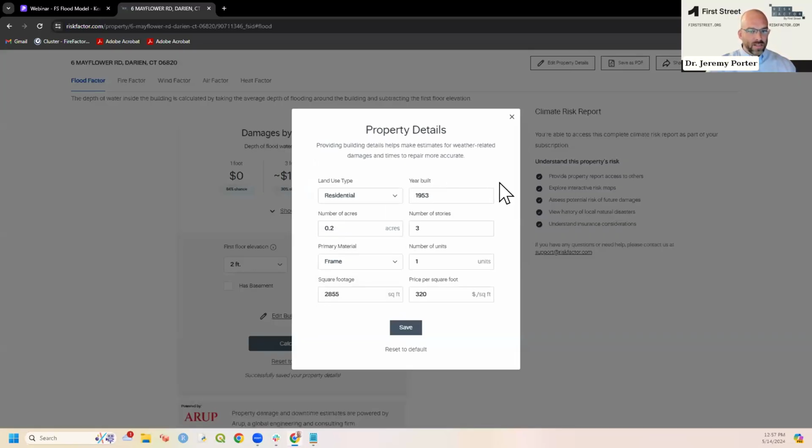We have a lot of this data already in our data set. We understand the land use type, the year that it was built, the number of acres, the number of stories, the primary material used for the property, the number of units, the square footage, and then the price per square foot. And all of that data gives us the ability then to create the damage functions that Dr. Kearns was talking about earlier. In order to accurately understand risk to a property, we have to understand the structure, the characteristics of the property, and then we have to be able to marry that with the actual flood damages that we have in our data set.